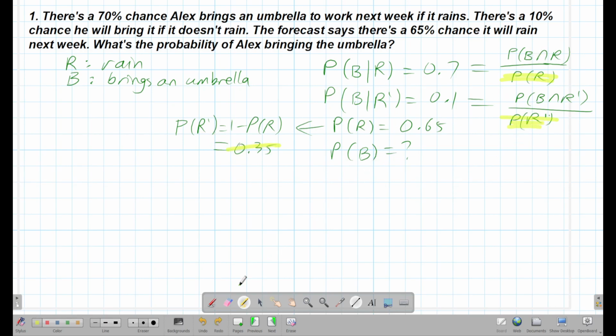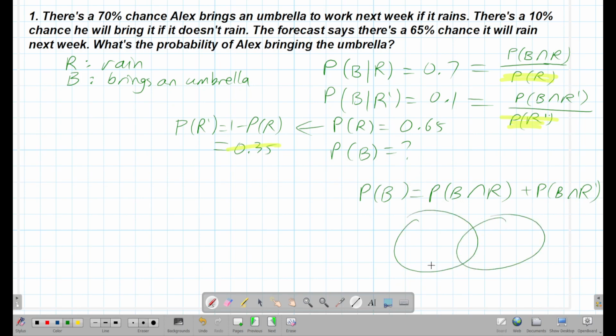We're looking for the probability of B. The probability of B has to be the probability of B and R plus the probability of B and not R. It has to be that because if you think about this in terms of a Venn diagram, B and R is here, and then B and not R is this red portion over here. And I did forget to label that, but this circle, the one on the left, is B, and the one on the right is R.